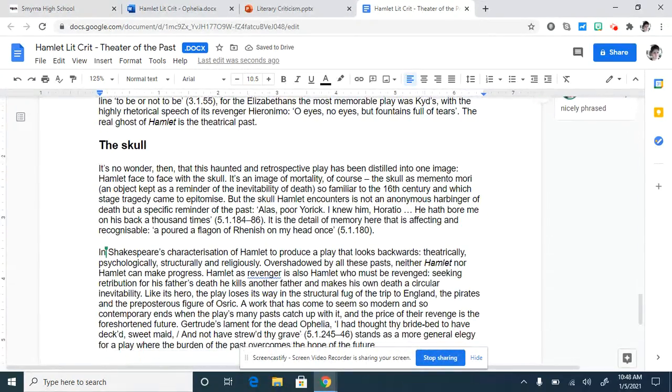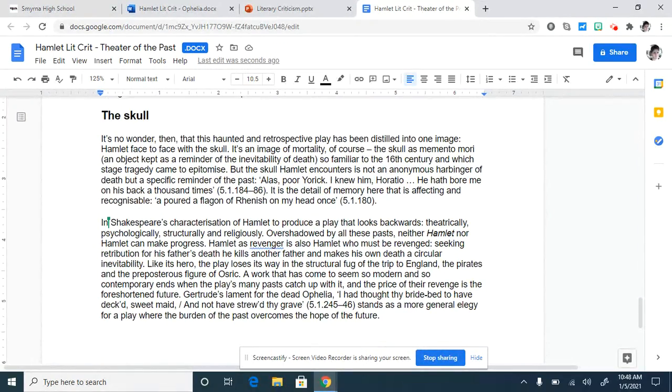I like the parallelism of that statement. And then it ends with the observation of the skull. It's no wonder then that this haunted and retrospective play has been distilled into one image, Hamlet face to face with the skull. And that this skull is a memory of a specific reminder of the past, not just, oh, people die, but specific people die.